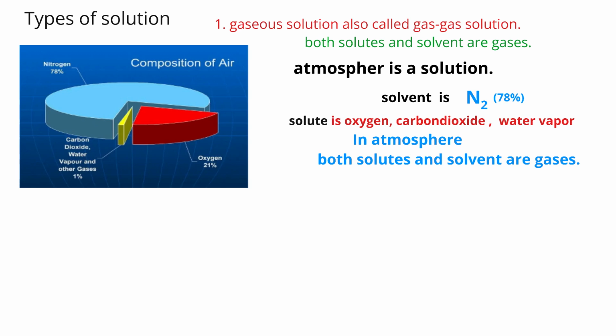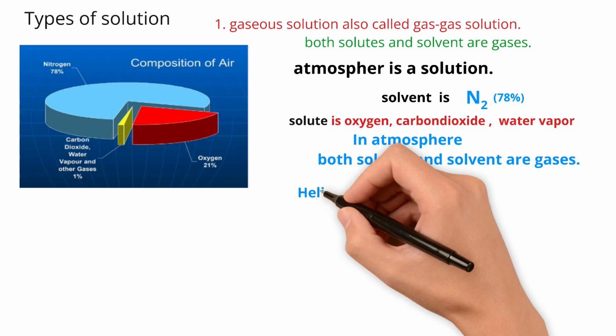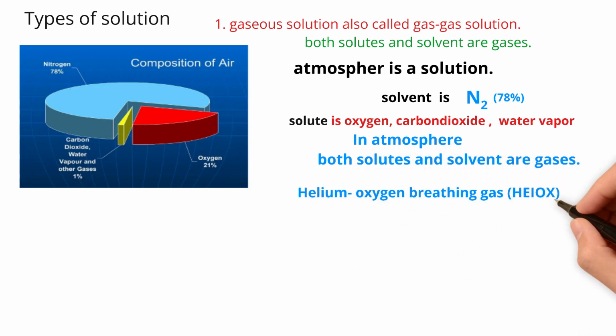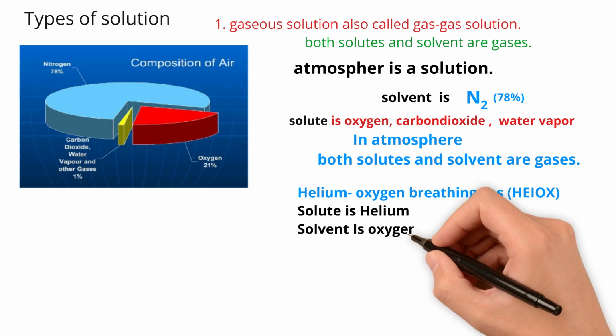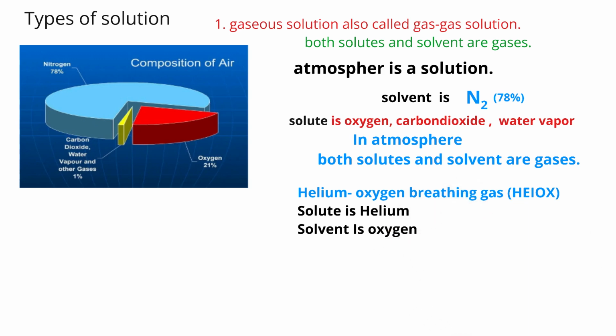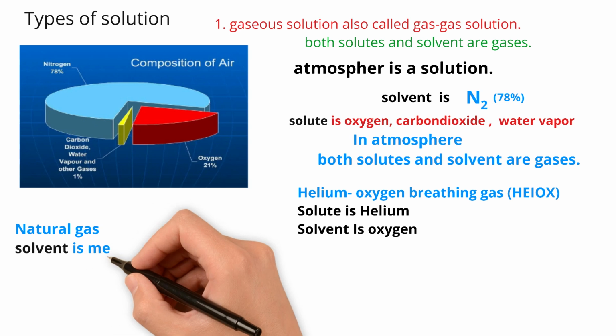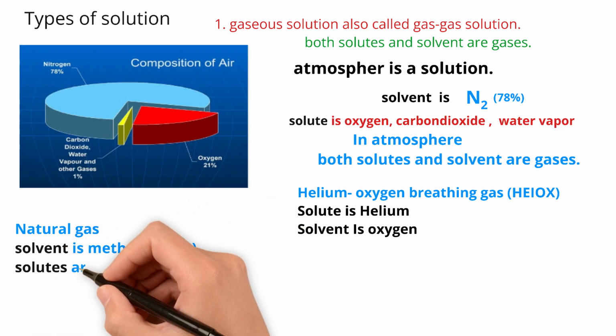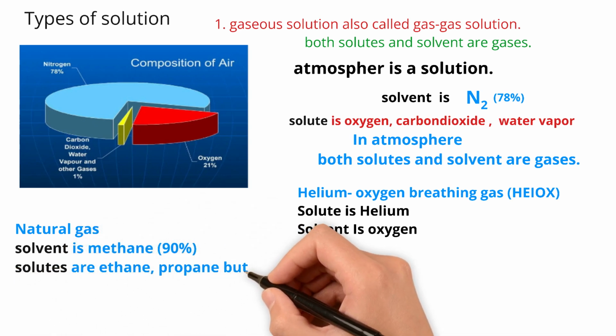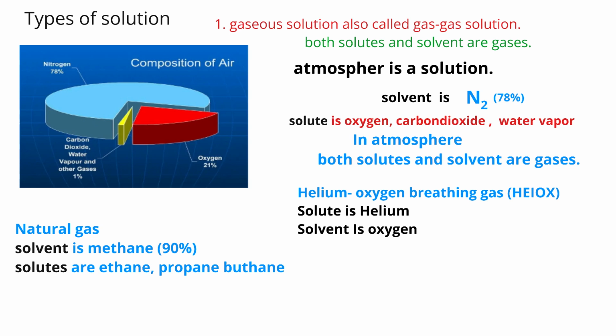And in the atmosphere, both solute and solvent are gases. Let us add additional examples. Helium-oxygen breathing gas. The solute here is helium. The solvent is oxygen. Now the third example, natural gas. In natural gas, the solvent is methane, which is 90%. The solutes are ethane, propane, and butane.